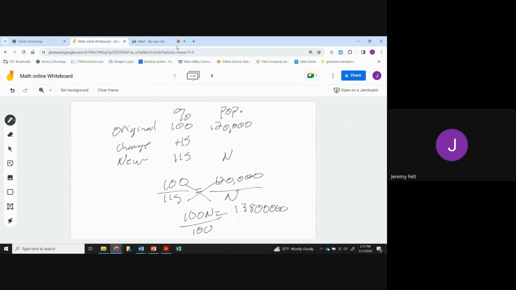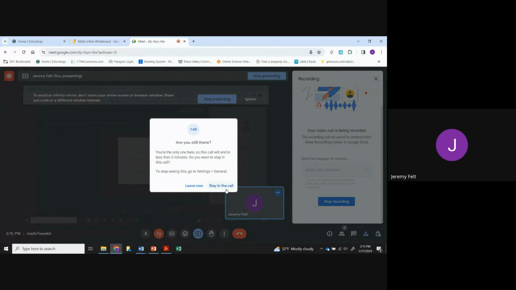Let's multiply and divide. So the new population after the 15% increase is 138,000.